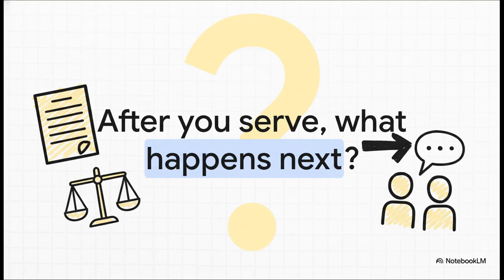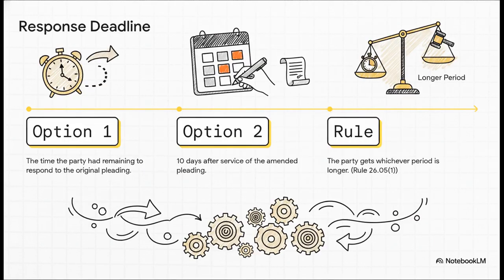Okay, so you've served your amended document. This action, of course, triggers a reaction. Once the other parties get your updated paperwork, the rules give them a fair shot to respond to the new claims or facts you've just put on the table. And according to Rule 26.05, the timeline for that response is designed to be fair. The other party gets whichever period is longer, either the time they had left on the clock to respond to the original document or a fresh 10 days. This makes sure no one gets sandbagged by a last-minute amendment.